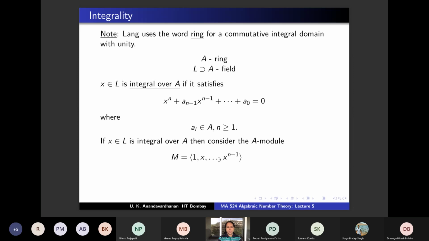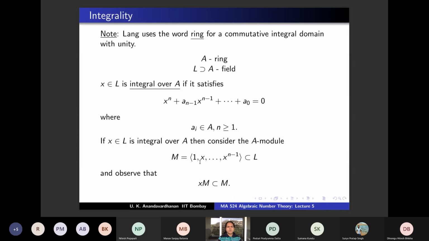It is A plus Ax plus etc. plus Ax power n minus 1. So it's a module contained in L. And of course it's finitely generated. I'm giving you n generators. So you can consider this finitely generated module. And you observe that x times M is contained in M.